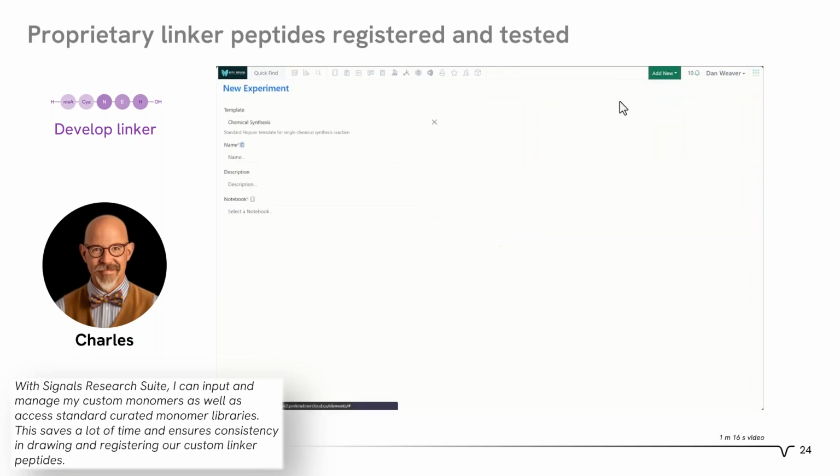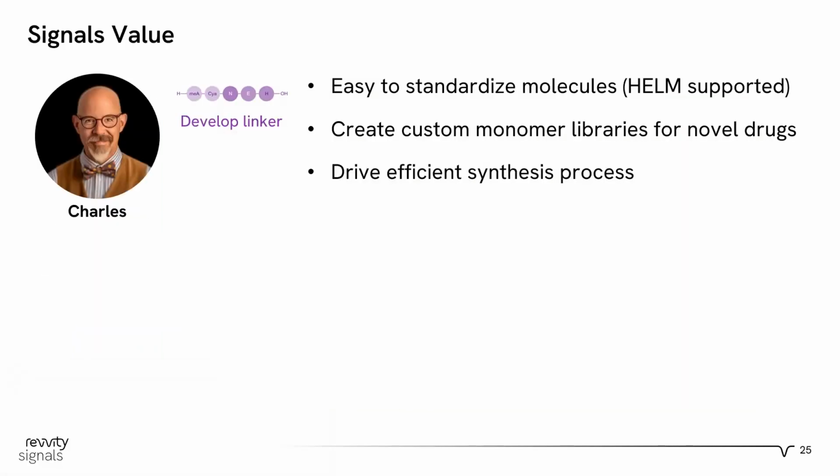So as this loads, the value for Charles is that it's really all about being able to correctly represent the linker, because it is their special sauce, and in this way, it's consistent across teams, from his conjugation chemistry team, but also across the organization, as other different team members, as we're collaborating with many different teams, need to also understand what does it mean to them, and I may need to visualize this in a different way. Signals with Helm support now provides that capability, and to be able to draw and manage and really standardize these complex set of monomers is required to represent these and other modalities.